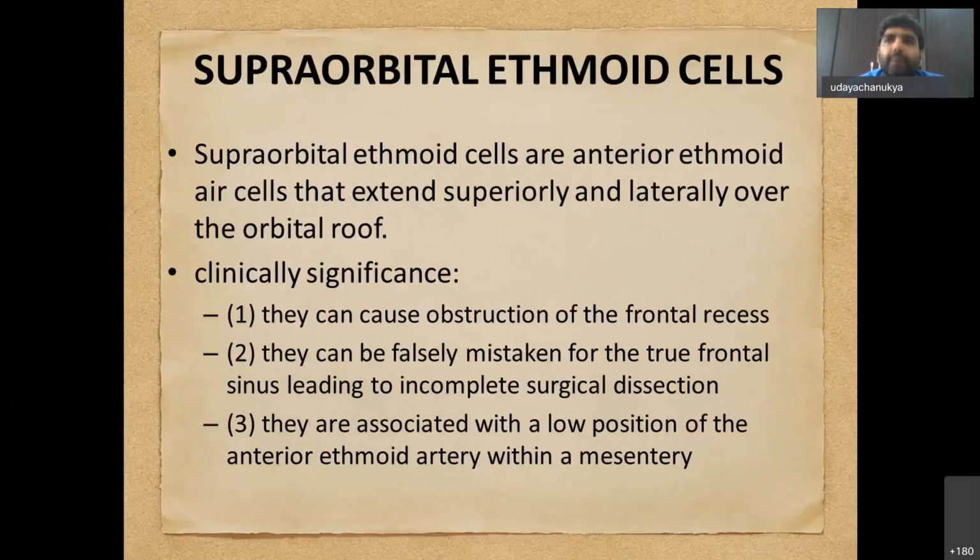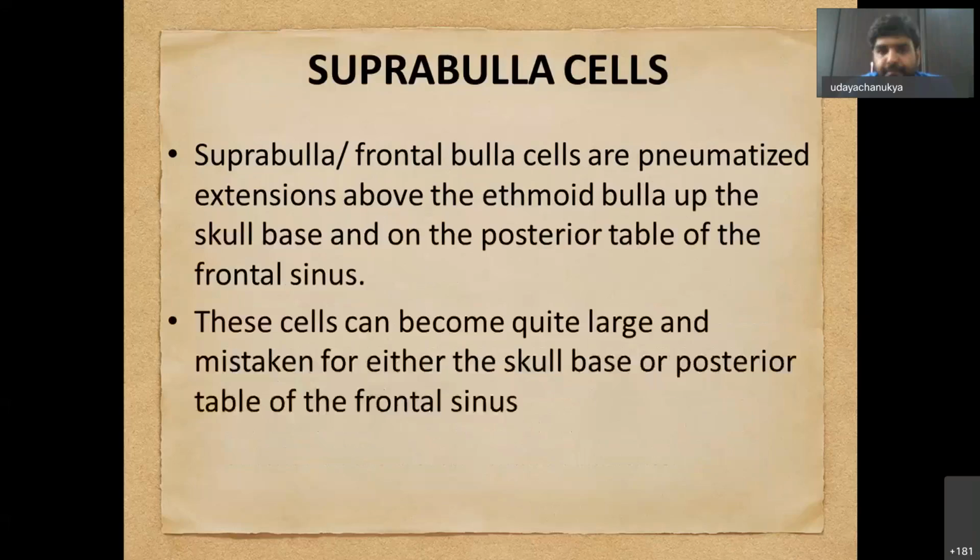If we are not aware of that, by mistake we can actually cause damage to the anterior ethmoidal artery. So these are the clinical significance of the supraorbital ethmoidal cells.